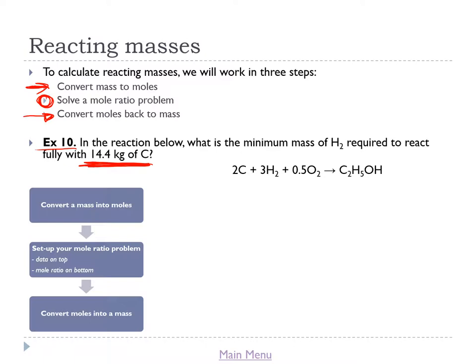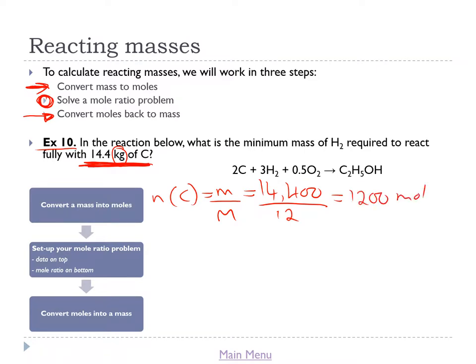So we're going to say the number of moles of carbon, N of C, equals mass over molar mass, M. So the mass of carbon is not going to be 14.4, but 14,400, because we need to convert kilograms into grams. So 14,400 over 12, and that will come to 1,200 moles of carbon.